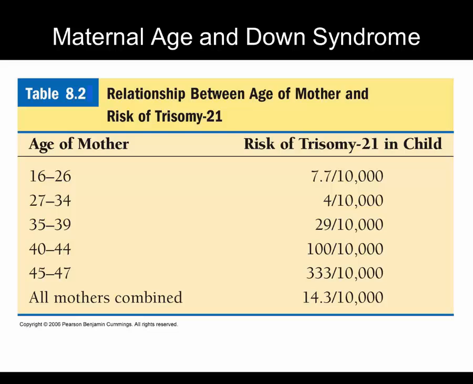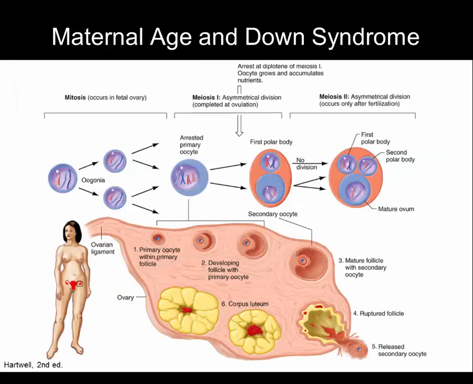So what is it that makes non-disjunction more likely over time? The answer has to do with the timeline of gamete development. In women, gamete development begins before they're even born, but the process is halted at prophase 1 and does not continue until ovulation. So the cells stay arrested in the middle of meiosis for decades, and the longer this lasts, the higher the likelihood of non-disjunction.